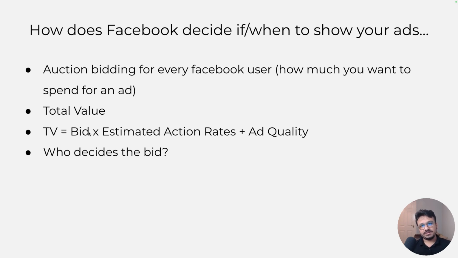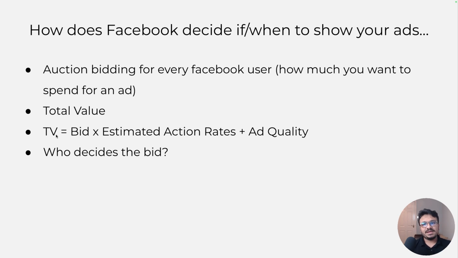It'll take your daily budget and it will decide itself how much you are willing to spend on every action that a person will take, whether viewed, whether liked, whatever. That's on Facebook to decide. So the bidding is automatic. This is an automatic auction bidding system. And then Facebook sees what's the estimated action rate and what's the ad quality. That's already on Facebook. And then it assigns a total value to that ad. And based on the total value, that ad will be shown, right?